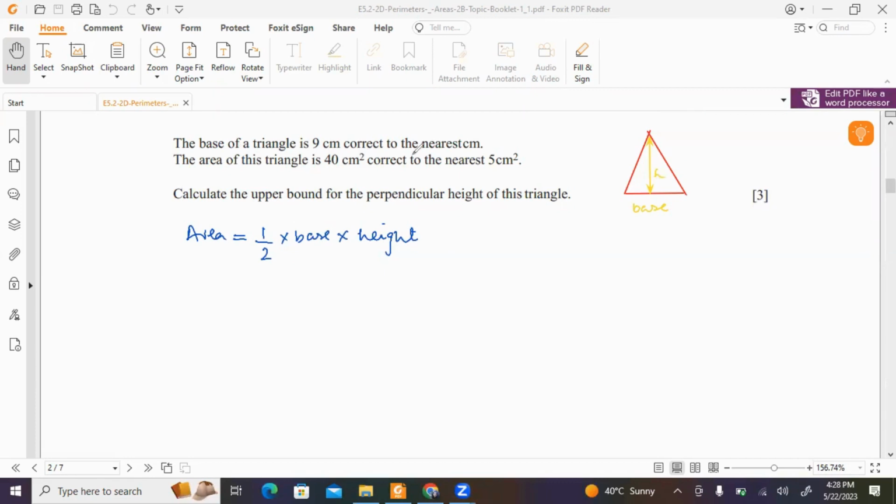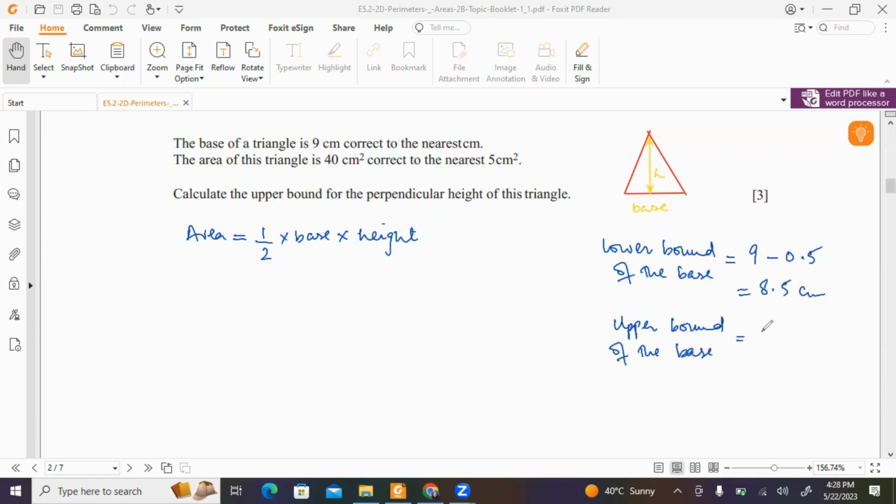We know that the base is given as 9 centimeters, correct to the nearest centimeter. So if we find the lower bound of the base, that's going to be 9 minus 0.5, just 8.5 centimeters. The upper bound of the base is going to be 9 plus 0.5, which is 9.5 centimeters.